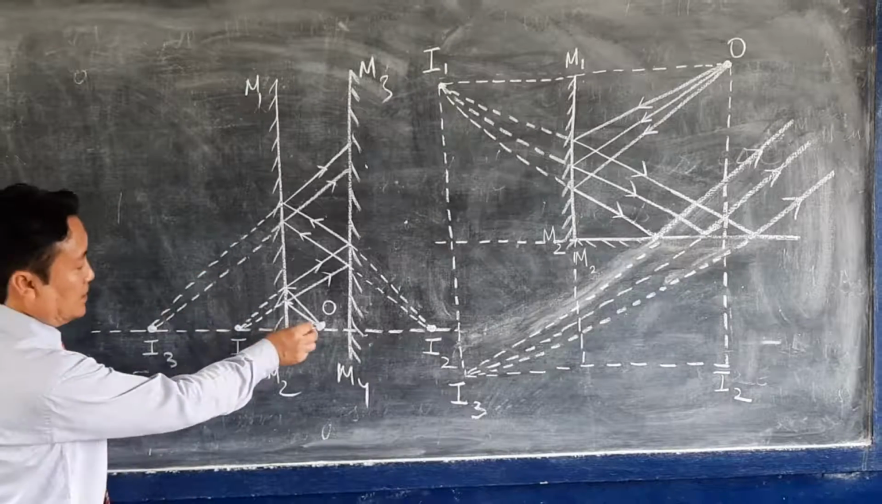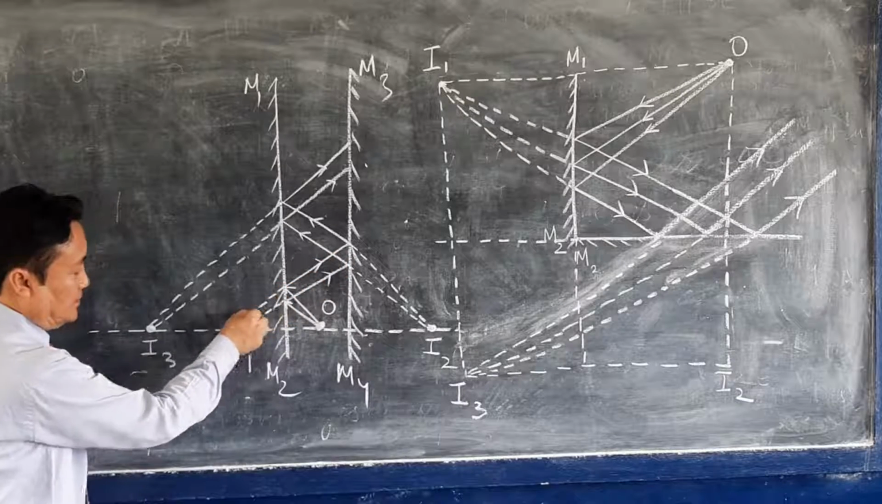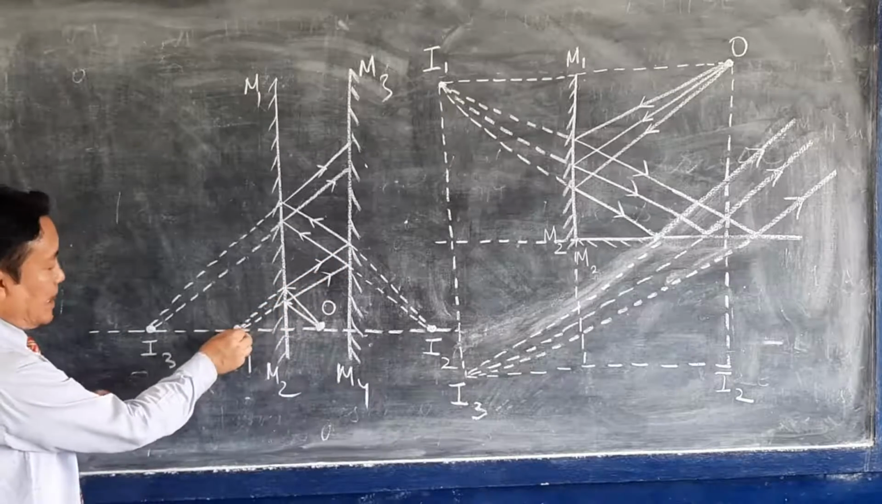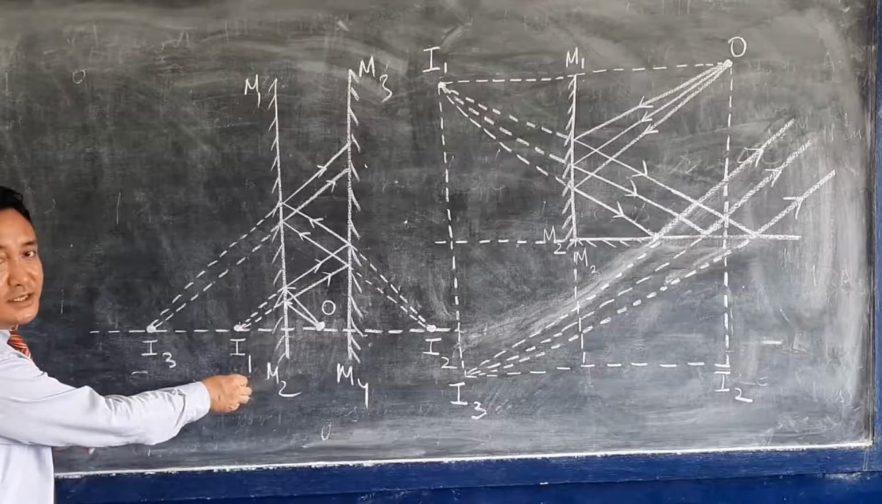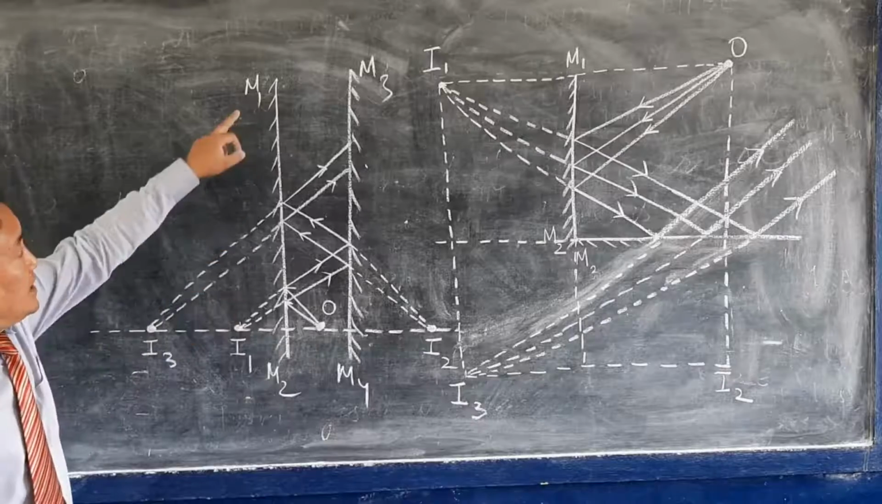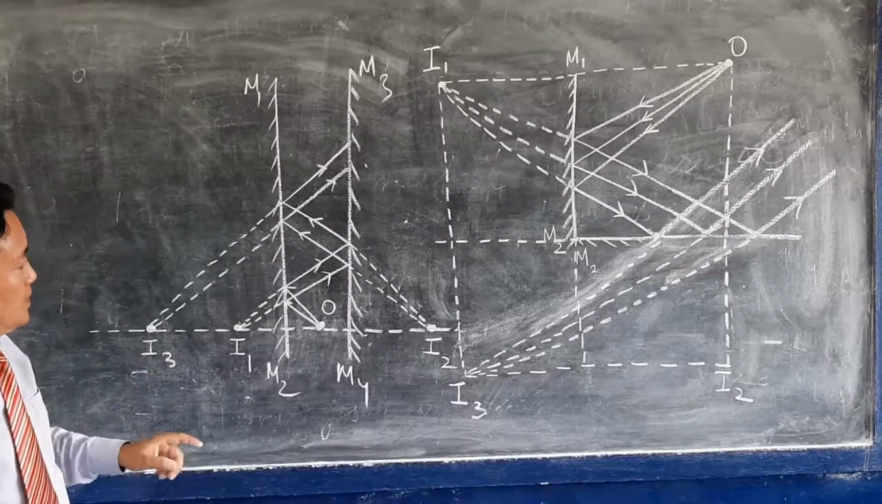So look at here, this is the incident ray, this is the reflected ray. Now this reflected ray is produced backward here, and this is the image I1. This image I1 is the first image, which is formed by the direct reflection of the mirrors M1 and M2.